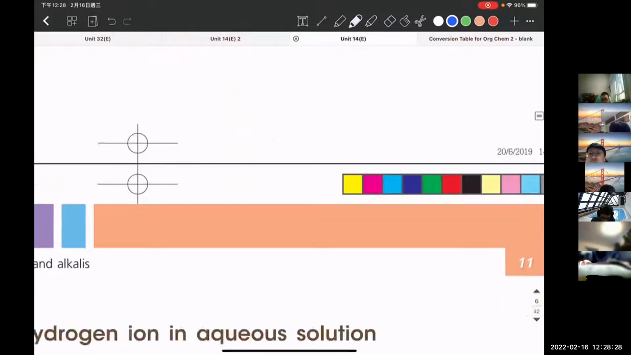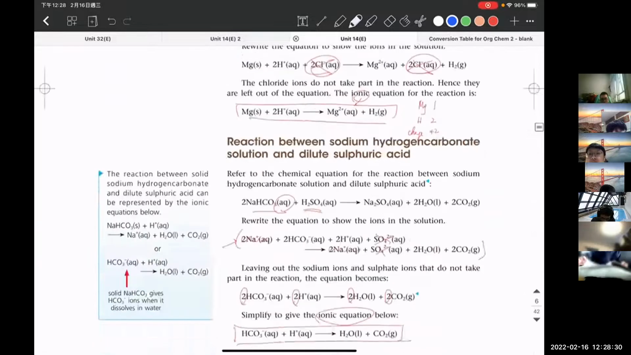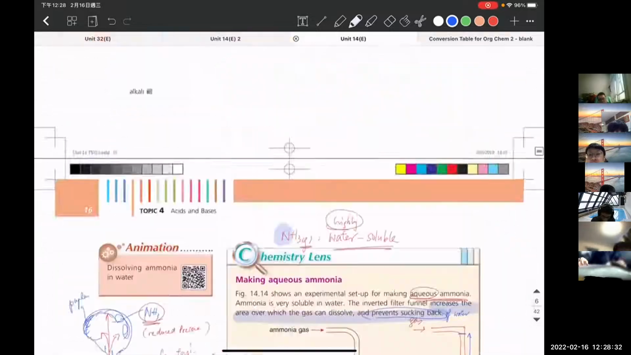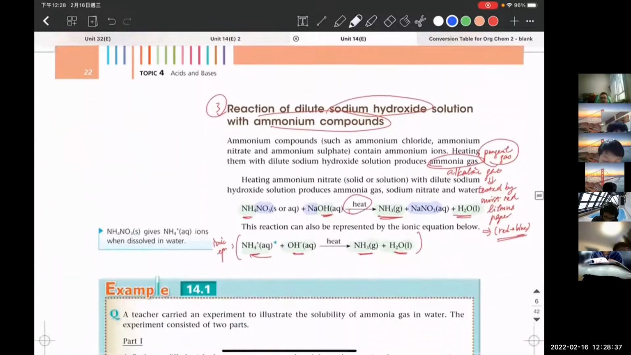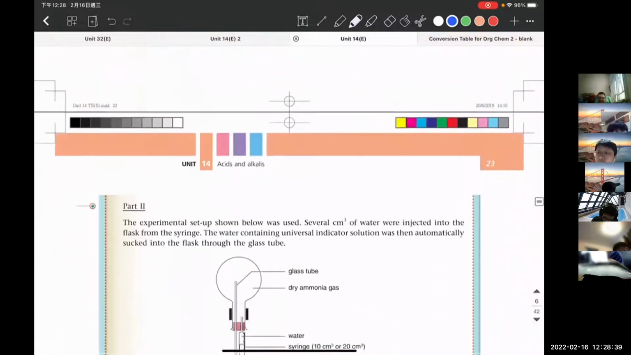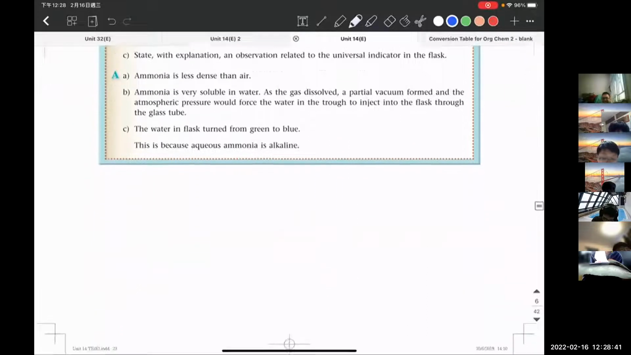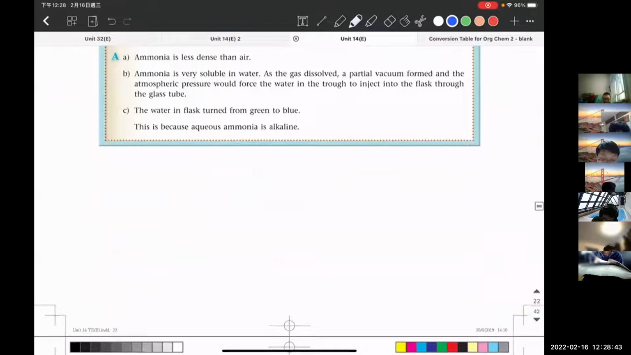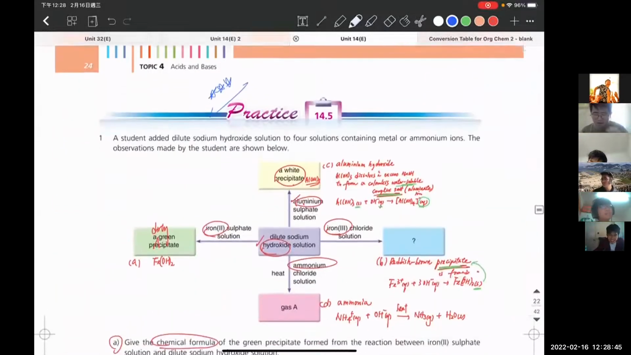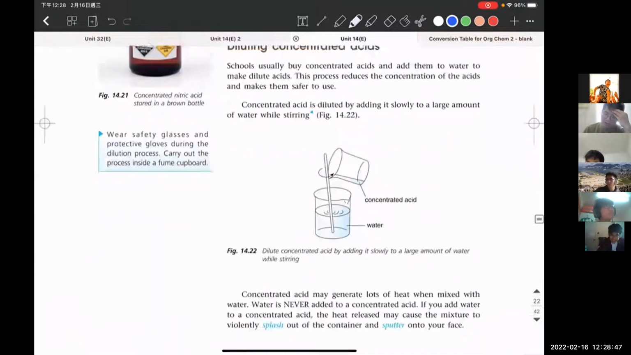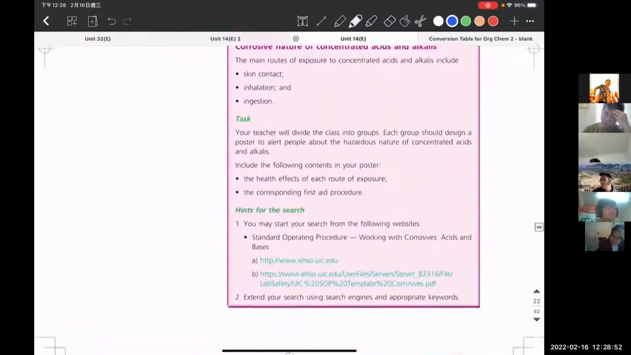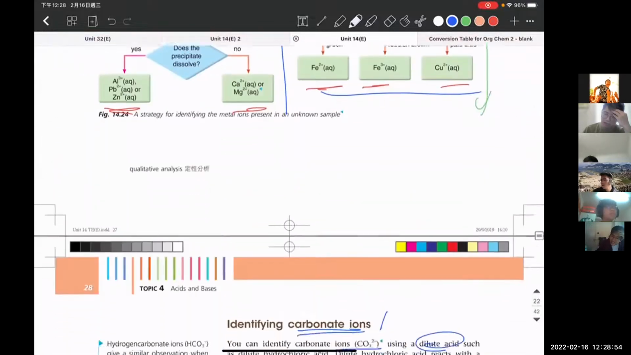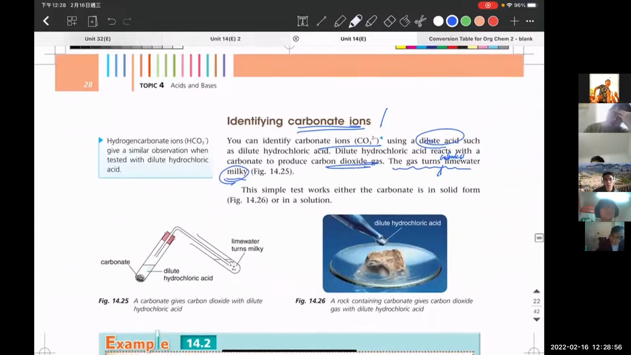Is this test a unique test? I think no, because there are two ions that can have the results. Yes, correct. Does the others understand what I've just said? It is not a unique test.